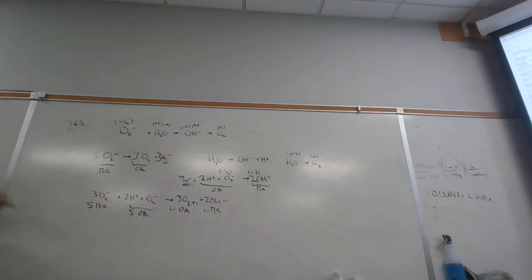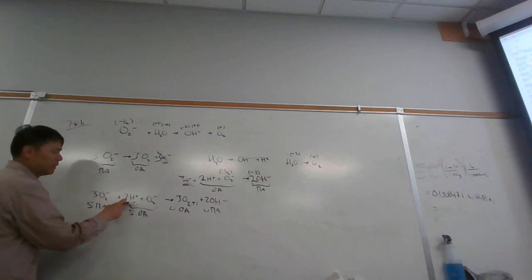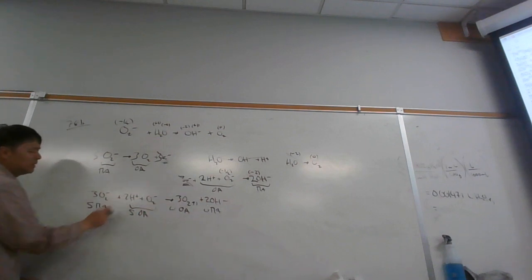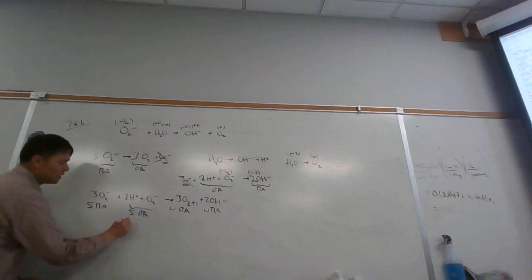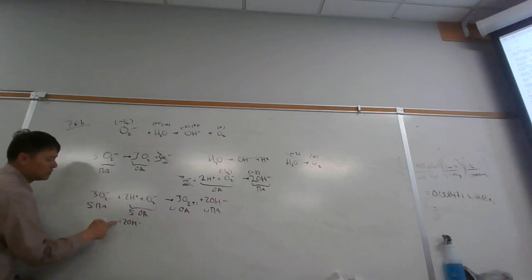Actually, I jumped ahead because this should have been the final step. The one final step is this is a basic solution. In basic solution, H plus is not stable. Hydroxide is stable. So how many hydroxides do I need to add? I need to add 2 hydroxides to neutralize those 2 H pluses.